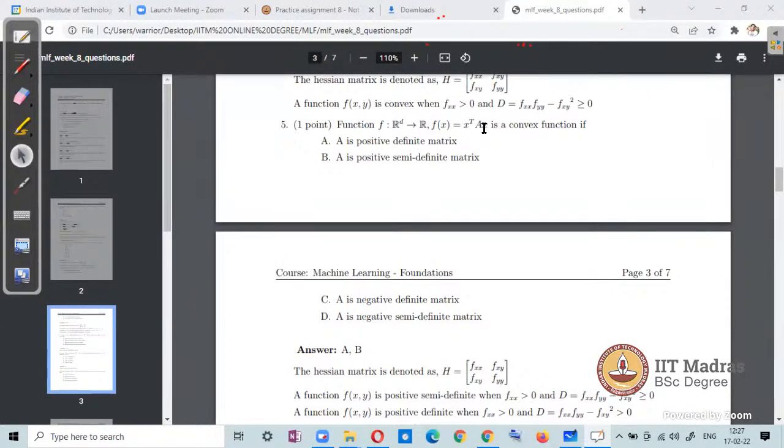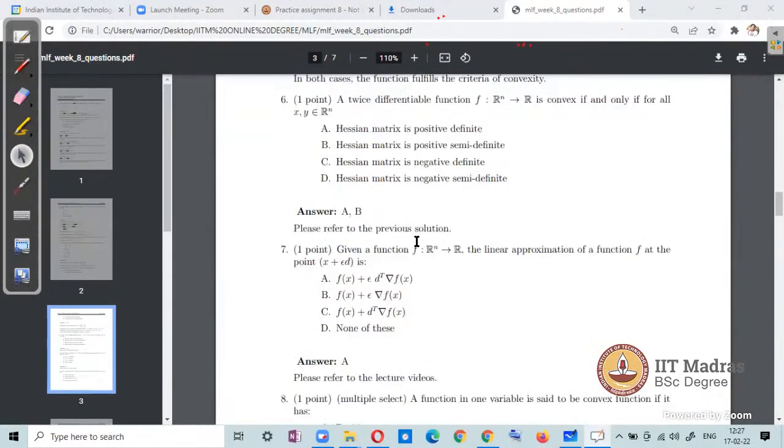The function x transpose A x is a convex function if, which one is correct? Actually, that's exactly the definition: A is a positive semi-definite matrix, and A is a positive matrix. If it is a positive definite matrix, then we can directly say it will be a semi-definite matrix also. From the definition, if it's positive definite, then the eigenvalues should be greater than 0, and if it's semi-definite, then the eigenvalues are greater than or equal to 0. So if the Hessian matrix is positive definite, then it will always be semi-definite also.